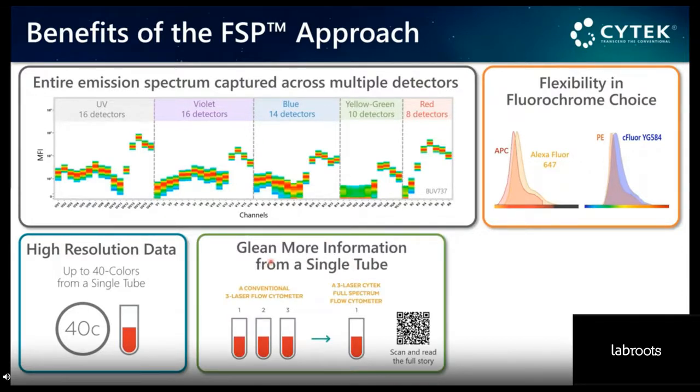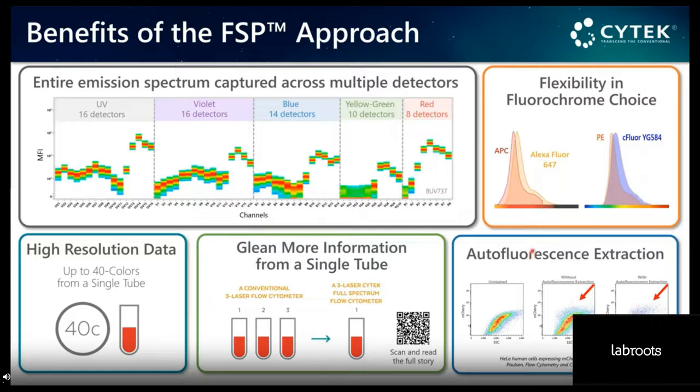In addition to that, we can save sample by the fact that from a single tube, we can gather more information. If you're interested, you can scan and read the full story on how we went from 3 tubes for characterization using a conventional cytometer to only 1 tube, again saving sample and doing a more global characterization.